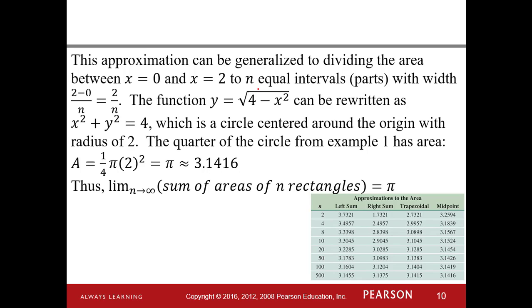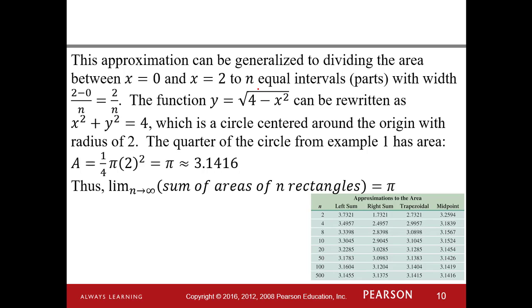This, though, can be generalized to divide the area between x is equal to 0 and x is equal to 2 into n equal intervals or parts with a certain width, in this case of 2 minus 0 divided by that number of parts or intervals that we want.